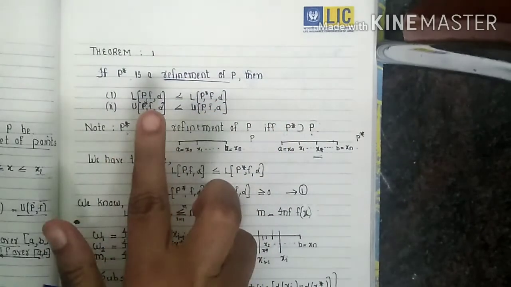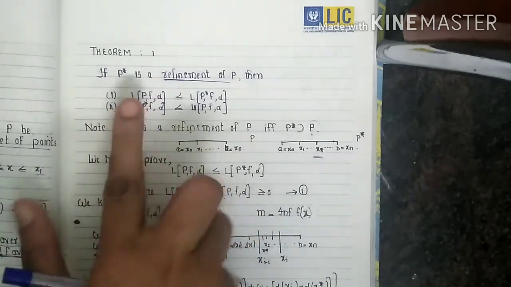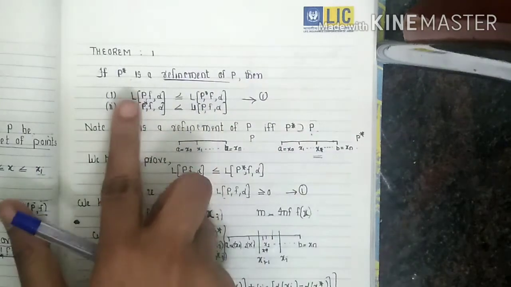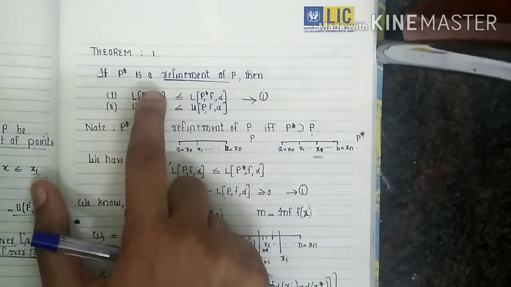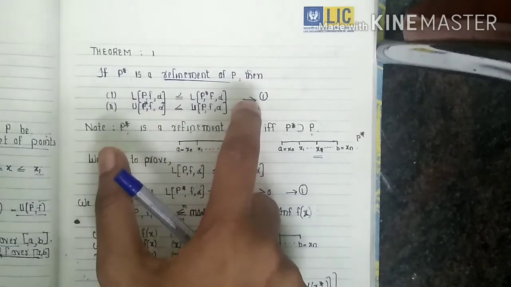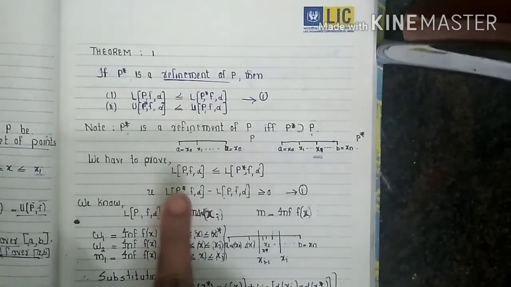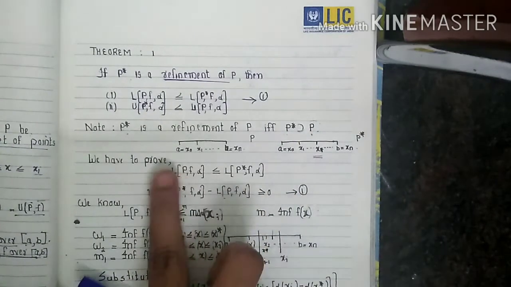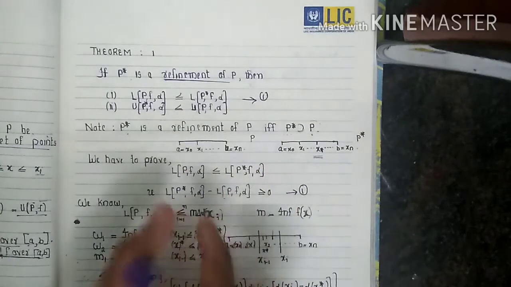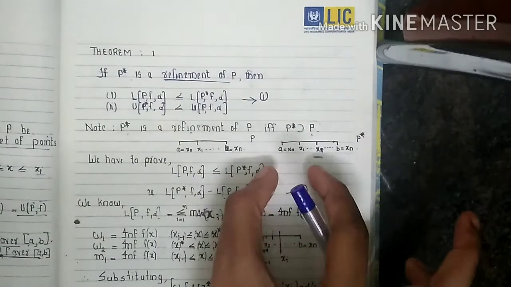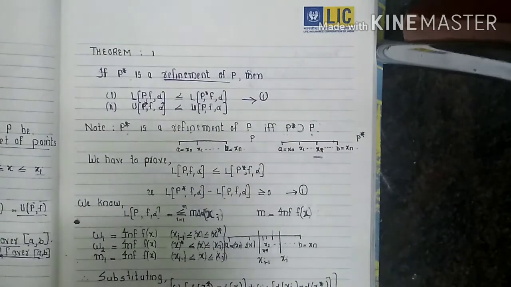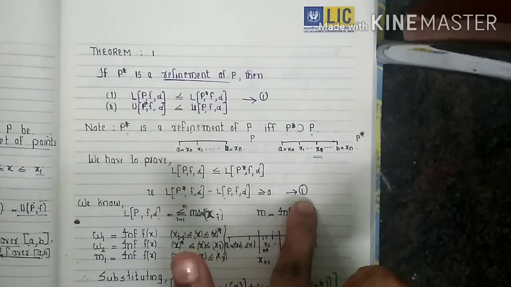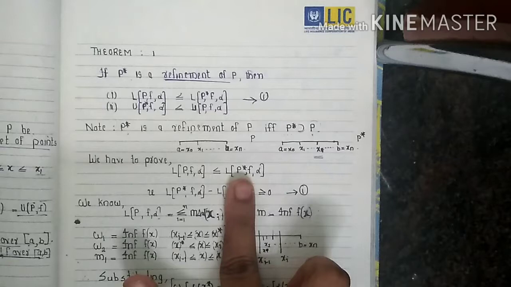Let's look at the proof of this statement. We take the left-hand side to the right side, and then it becomes this minus this greater than or equal to 0. Then we need to prove that this is greater than or equal to 0, that is, this is positive.